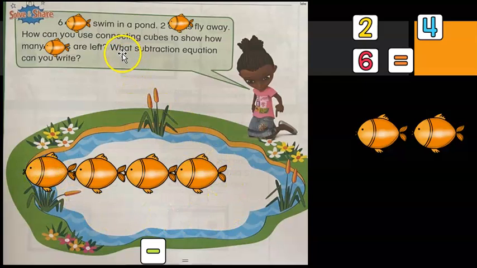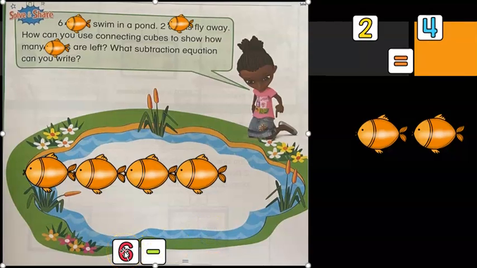But look, we're not done. Jada asked us, what subtraction equation can you write? We gotta write a subtraction equation again. Now, here's our equation down here. Now look, first graders, pay attention. What is the biggest number here? What's the first number here that Jada told us right here? 6. So 6 has to go up front here. The big number has to go up here. Now look, we have 6 subtract.